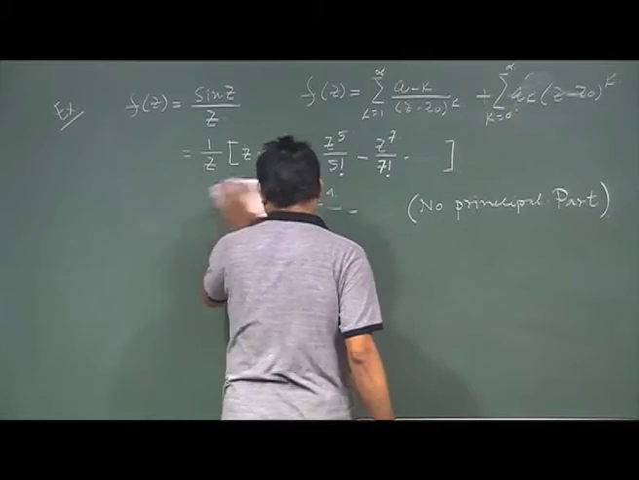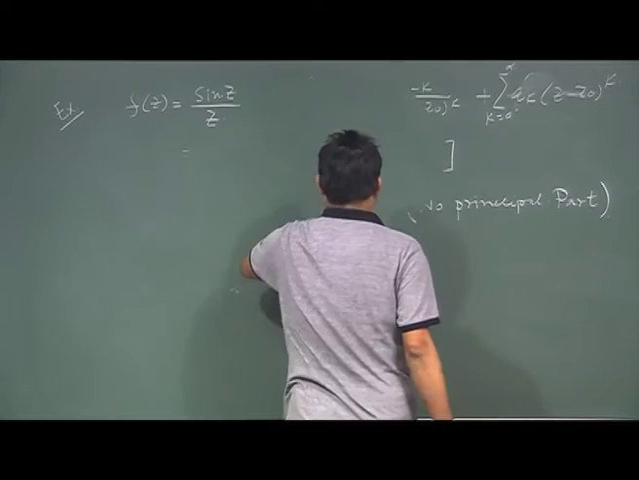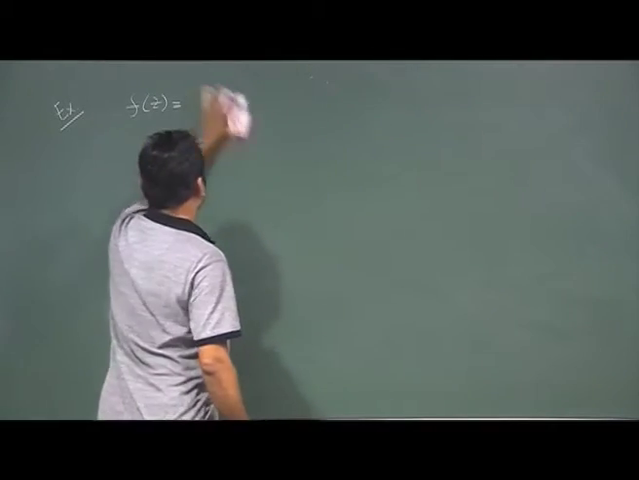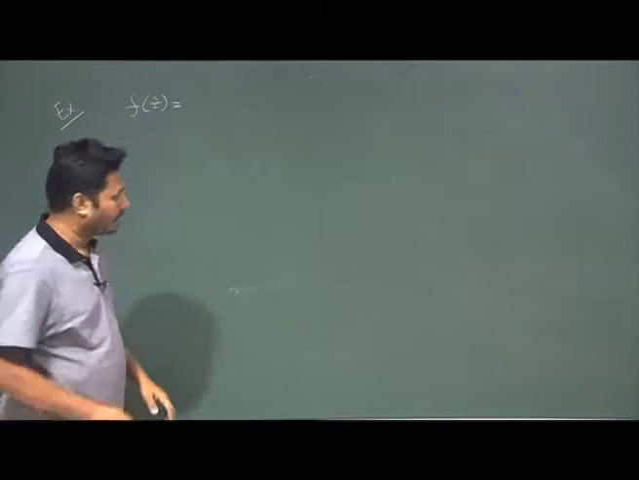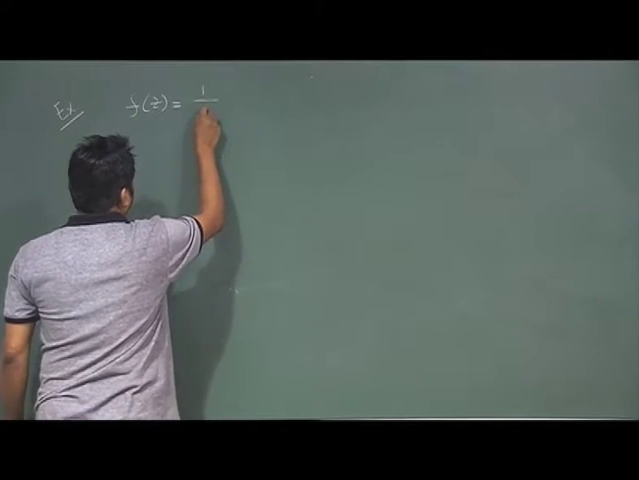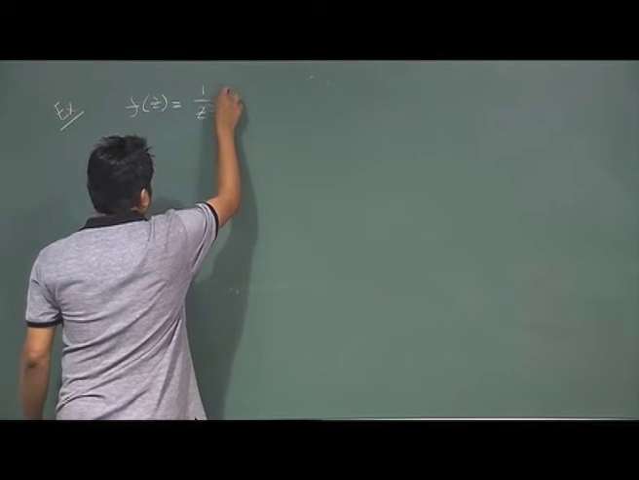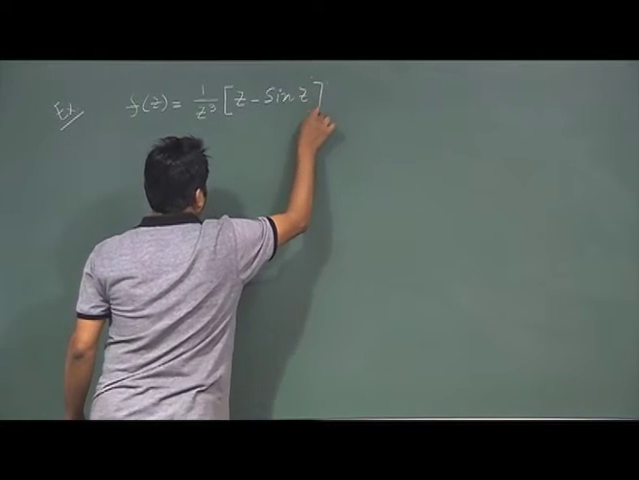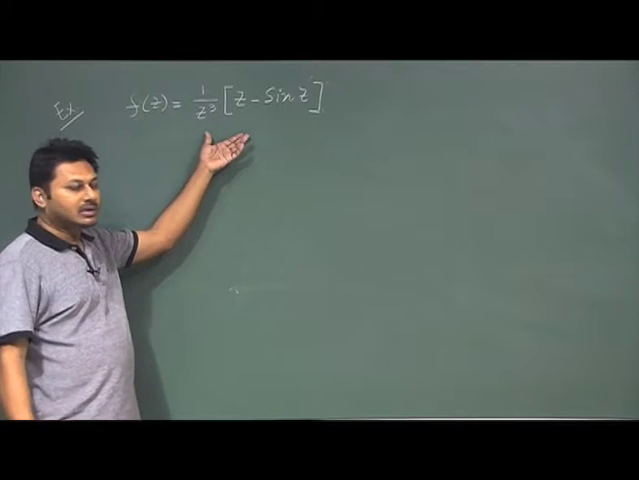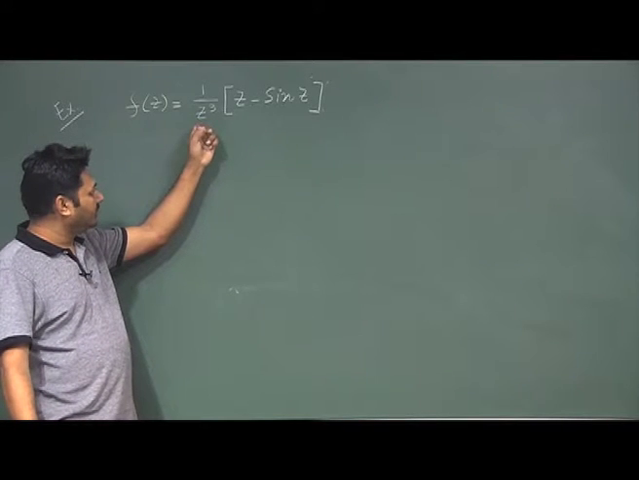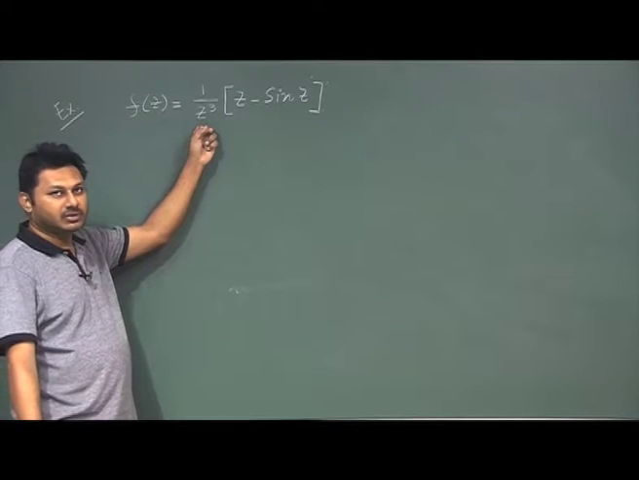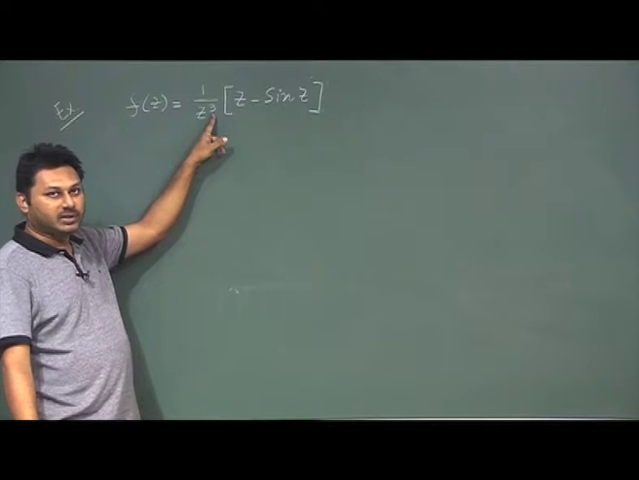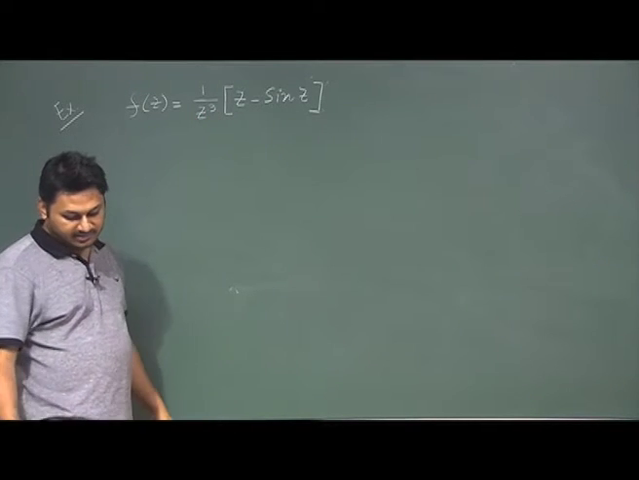More examples can be given. Let me give you another example. It is not the only example one can have. So, 1 by z cube (z minus sin z). This is another function, and this function also seems to have a singularity at z equal to 0. Not only that, this singularity seems to be a pole of order 3, because last day we were discussing this kind of thing.